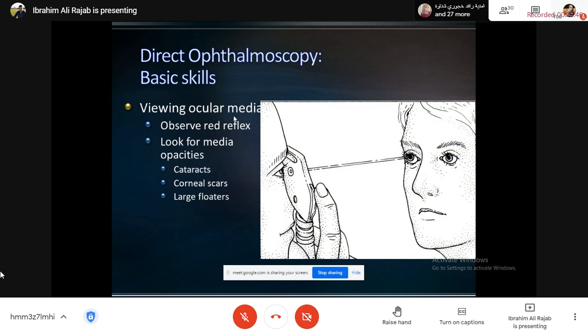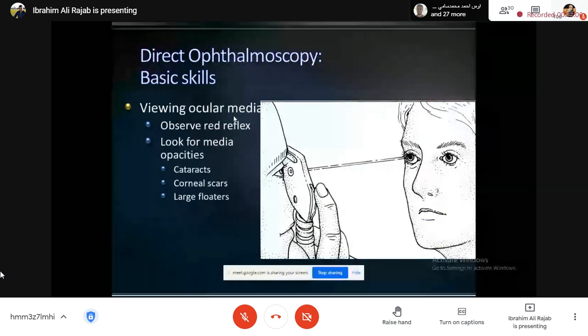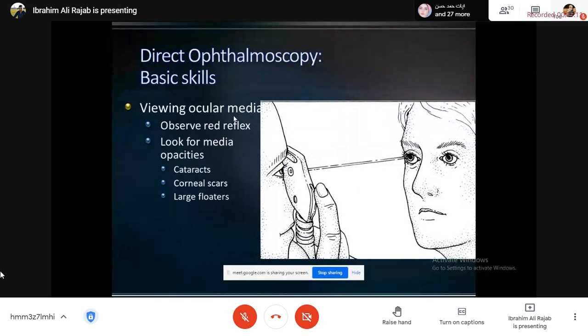It is normally of red color because the color of the blood vessels of the retina and the underlying choroid. So it is red, normally red. If we notice any abnormalities in this red reflex, I mean, if the reflex is abnormal color or there is any abnormal opacity, as we will see later, this is maybe an indication for underlying disease. So firstly, we should observe the red reflex by the direct ophthalmoscope.